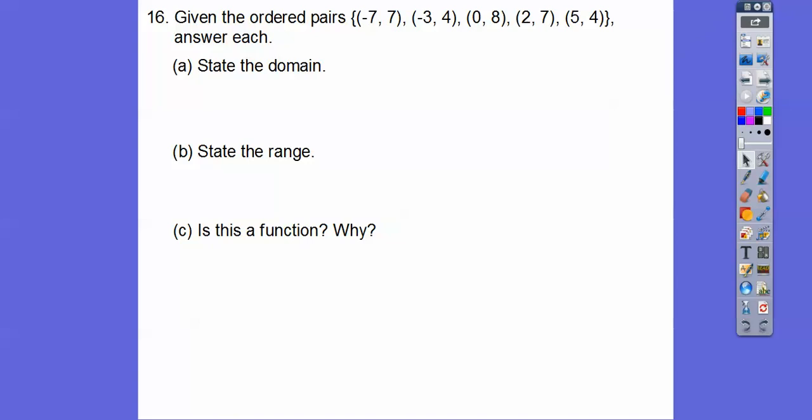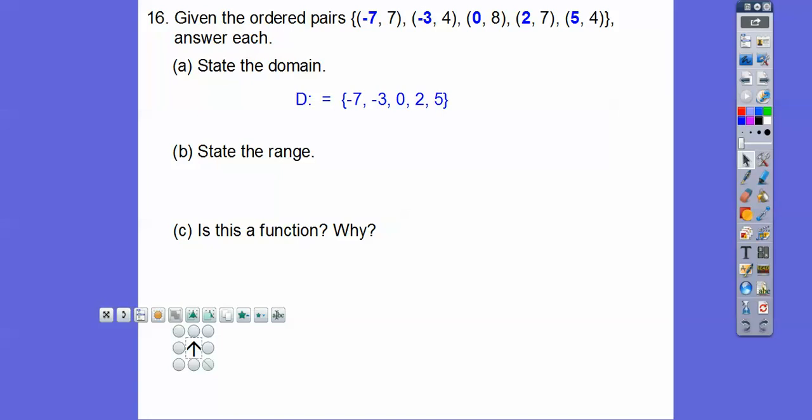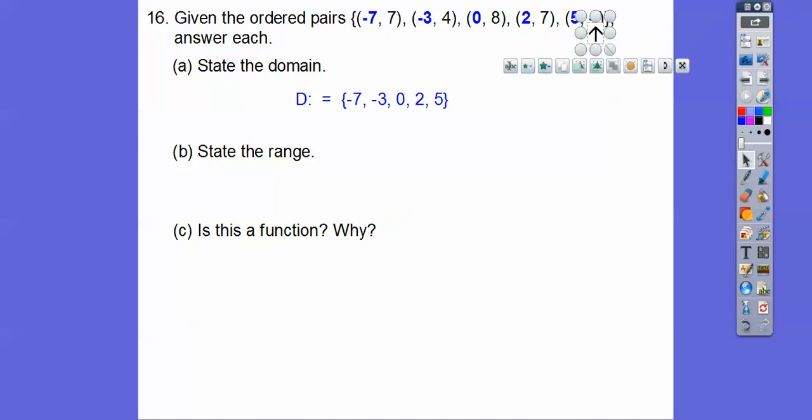Okay, so here's the ordered pairs. So state the domain. The domain is all the x numbers. So here's the domain: -7, -3, 0, 2, 5. The range is all the y numbers. So the range is, oops, let me grab that. So the range is this number, 7, 4, 8. Now 7, we already included over there, so we don't have to write it twice. So I'm just going to say 4 is the last one. So there's the range right there. Those are the range numbers.